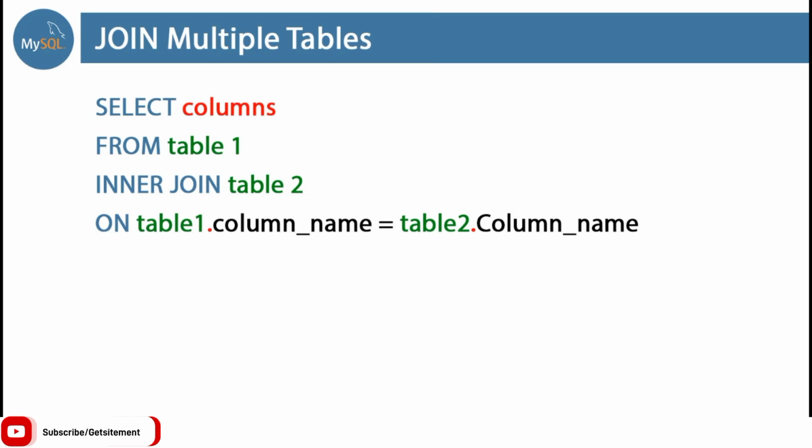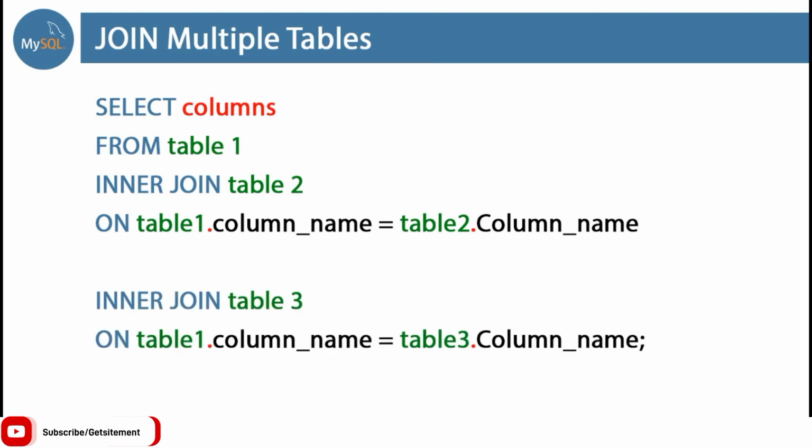And now I want to join our third table with table 1. So once again we need to use the inner join command. Inner join table 3. Similarly, we need to use the on keyword: table 1 dot foreign key column name equal to table 3 dot primary key column name. Just one thing you need to remember, table 2 dot column name and table 3 dot column name must be unique. They should be primary keys. They should contain unique values. Otherwise it's going to return a wrong result.